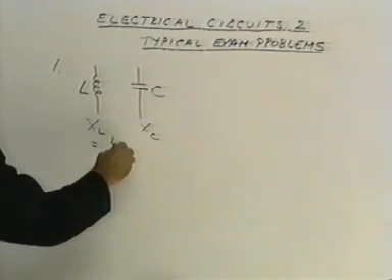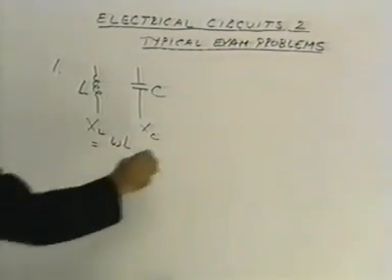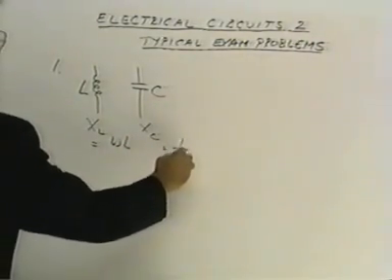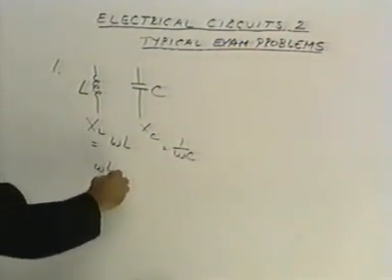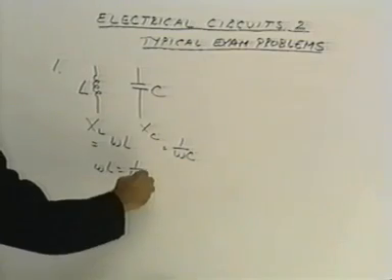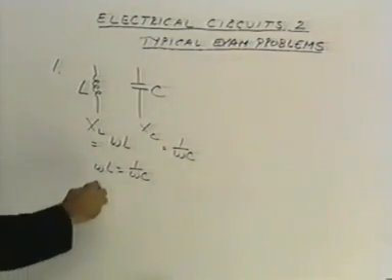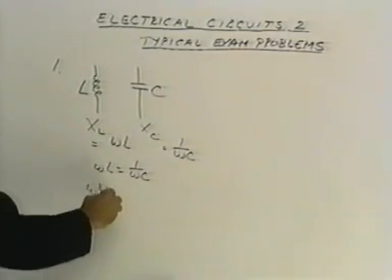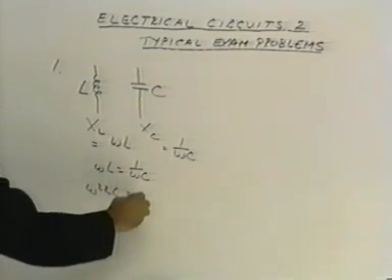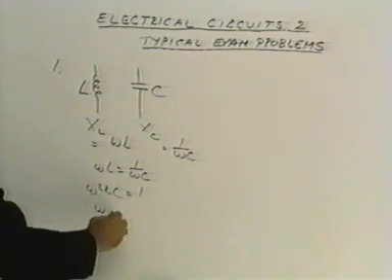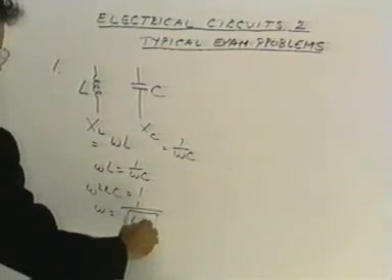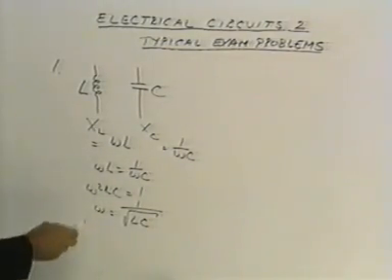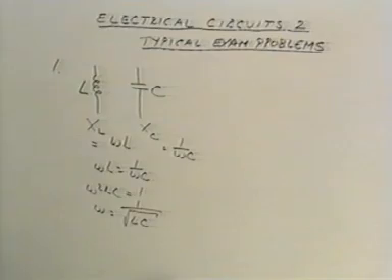Well, X sub L is equal to omega times L. X sub C is equal to 1 over omega C. So when these two things are equal to each other, when omega L equals 1 over omega C, then we have omega squared LC is equal to 1, or omega is equal to 1 over the square root of LC. So this is the frequency at which the two reactances would be equal to each other.